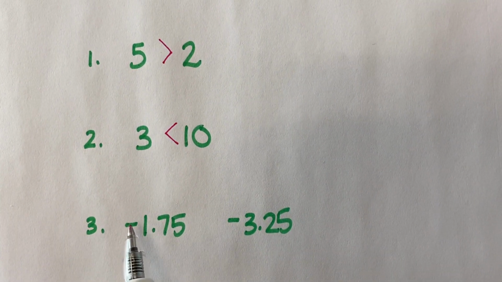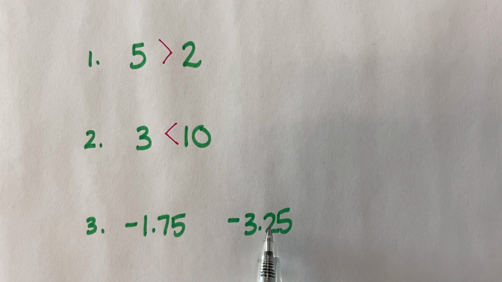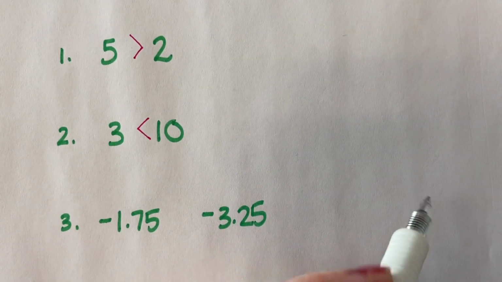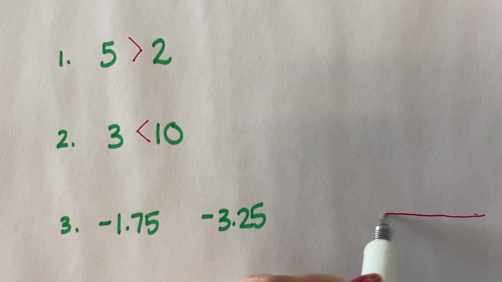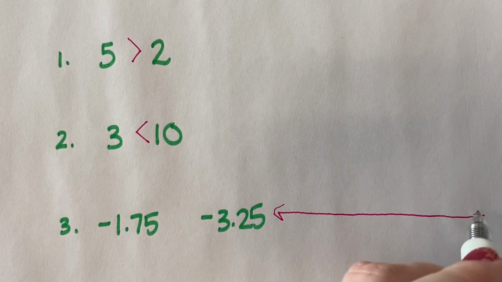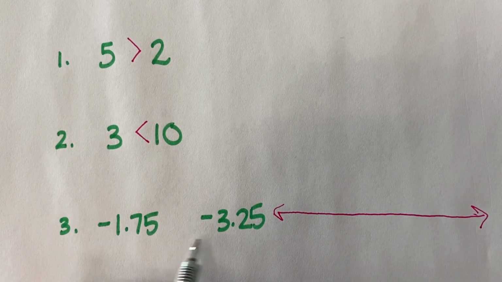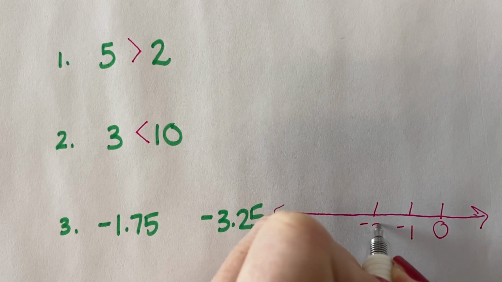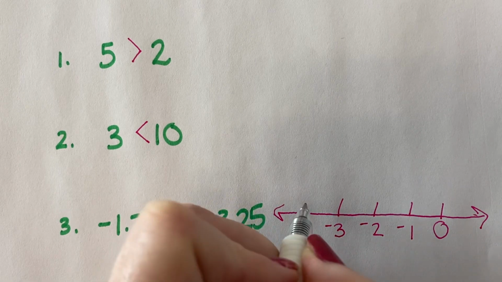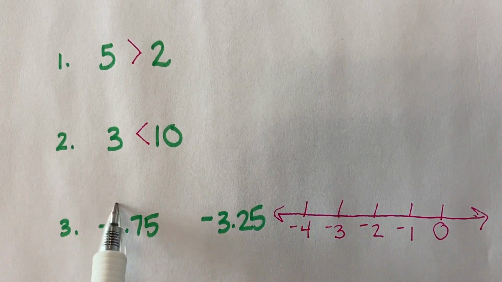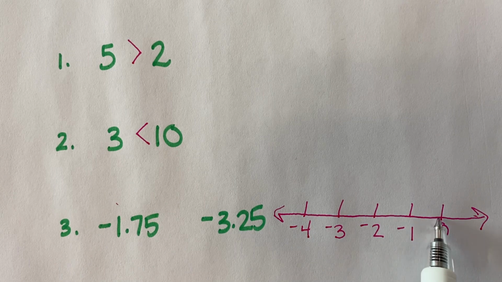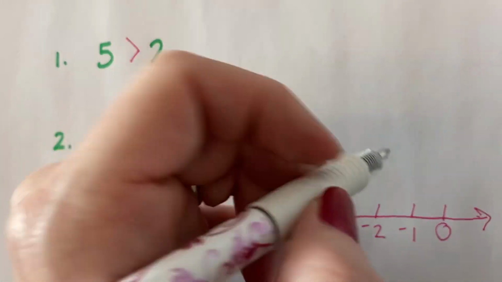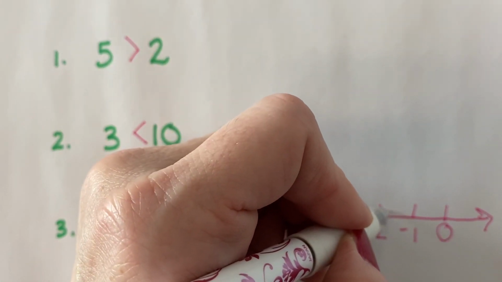Ooh, decimals. Negative 1.75 compared to negative 3.25. Now, if you get in a jam here, never forget you have a number line option. You can always put them on the number line. So you know they're both left of 0. Let's put 0 here. We have negative 1, negative 2, negative 3, and negative 4. Negative 1.75 is negative 1 and then 3/4, so put that right about here.